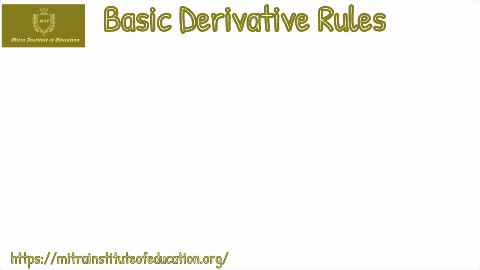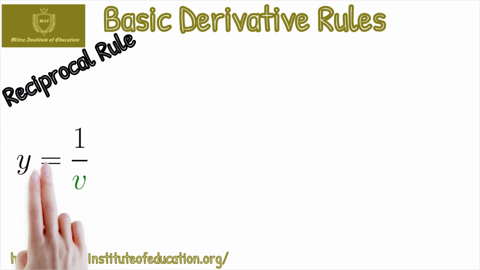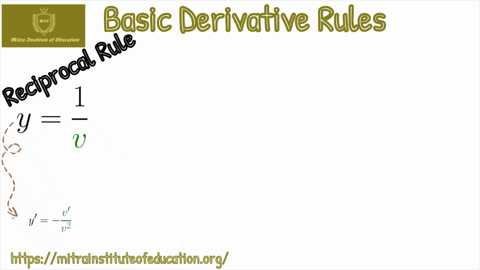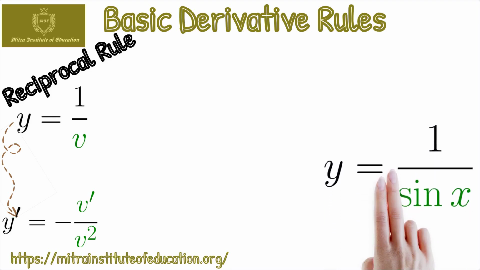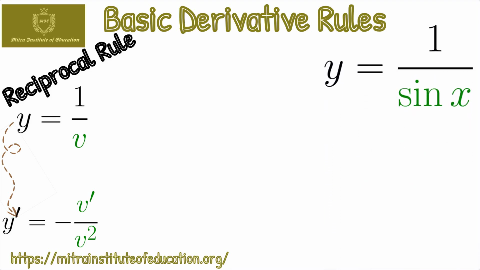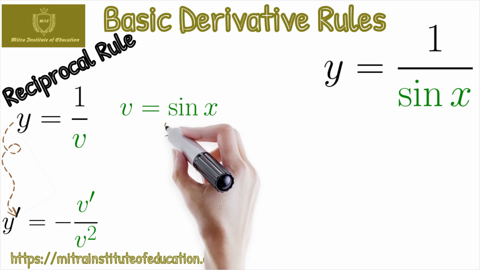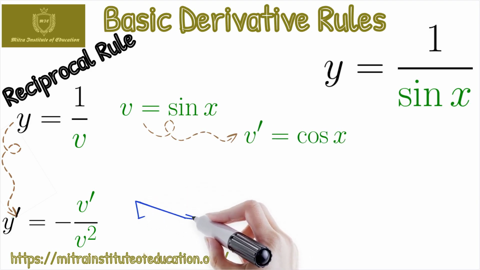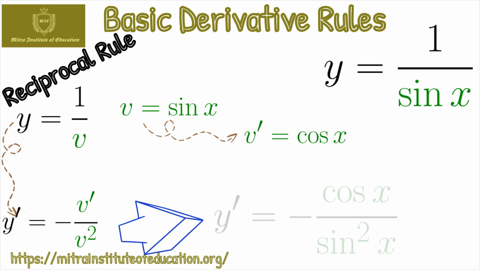In this rule, we calculate the derivative of a reciprocal function. Let us consider the equation y equals 1 divided by v, where v is a function of x. The derivative of y, denoted as y prime, is equal to negative v prime divided by v squared. Now, let us solve an example. Suppose y equals 1 divided by sine of x. Here, v is sine of x, and the derivative of sine of x is cosine of x. Using the formula, we find that y prime is equal to negative cosine of x divided by sine squared of x.